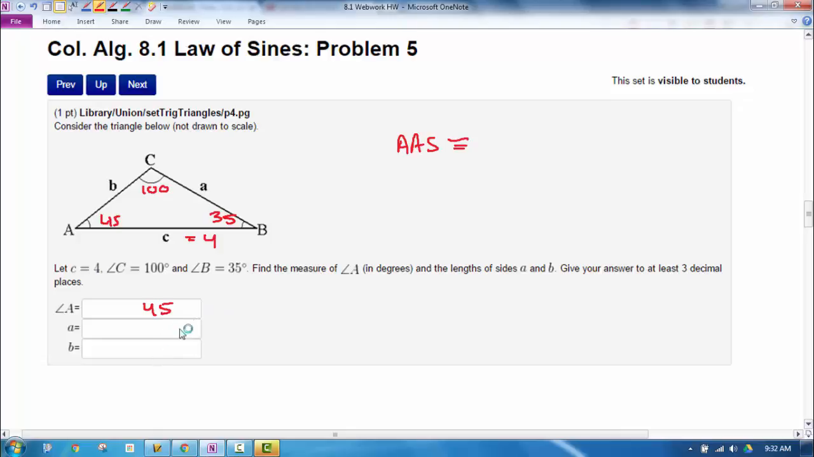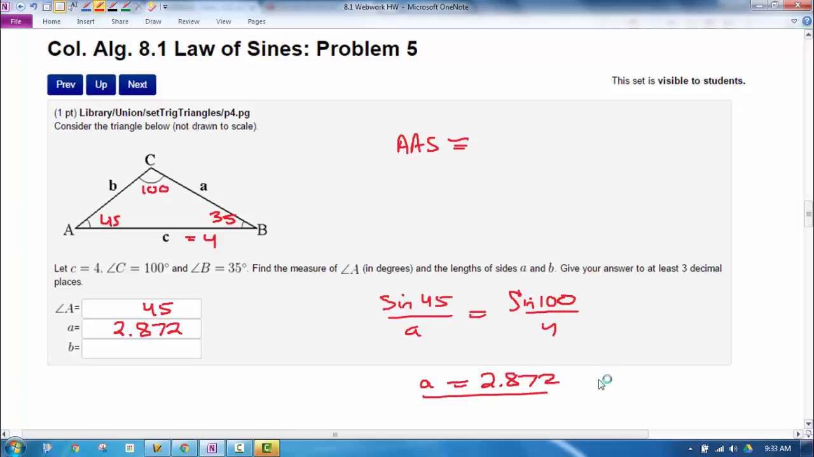And then we can find A and B by using the law of sines. So we'll do the sine of 45 over its opposite side A equals the sine of 100, because I have that opposite side 4. Cross multiply and solve for A. You get about 2.872. Now try this again, only this time switch the angle you're using. So I'll still use C, but this time I'll do B. Sine of angle B is 35 over its opposite side B. Cross multiply and solve, 2.33.